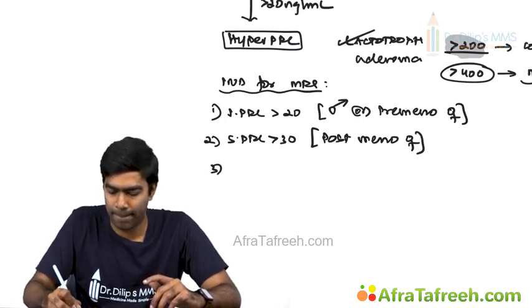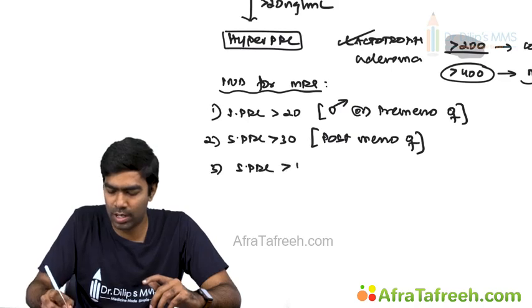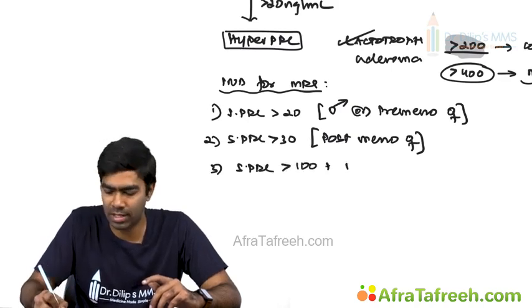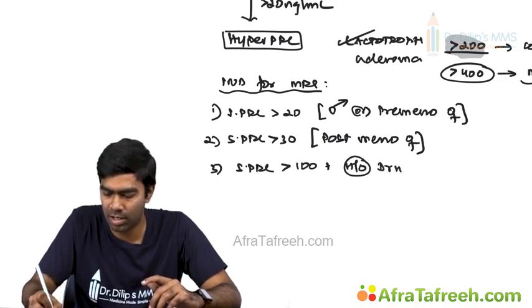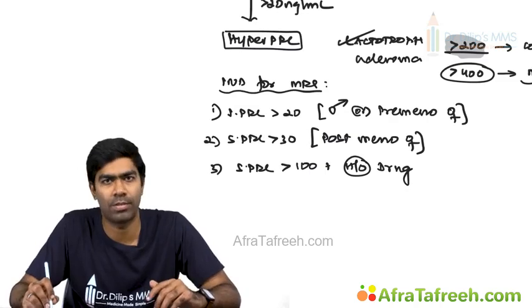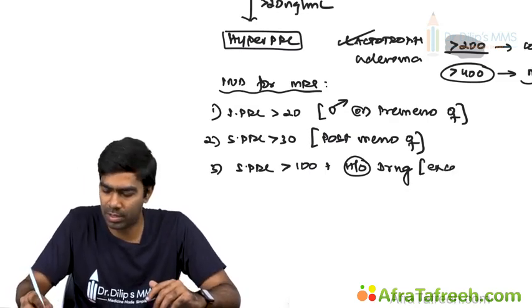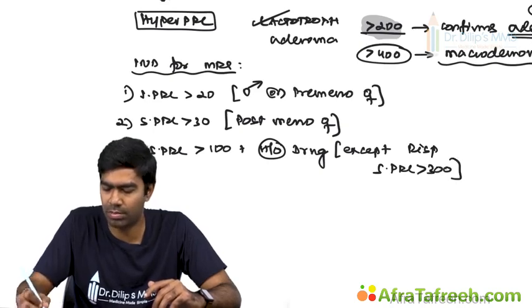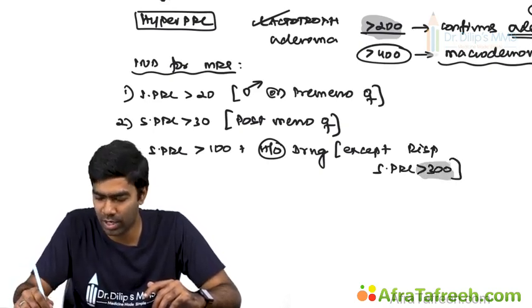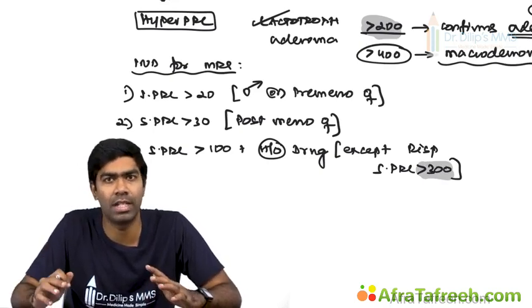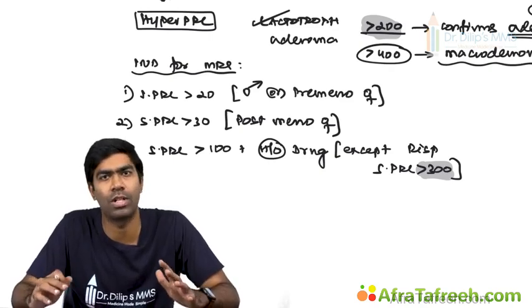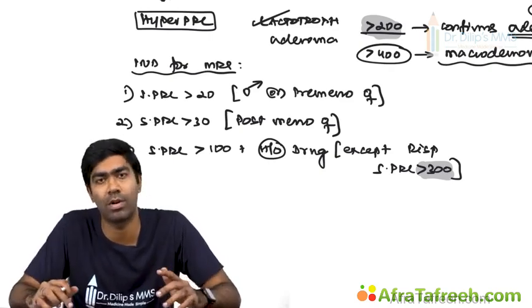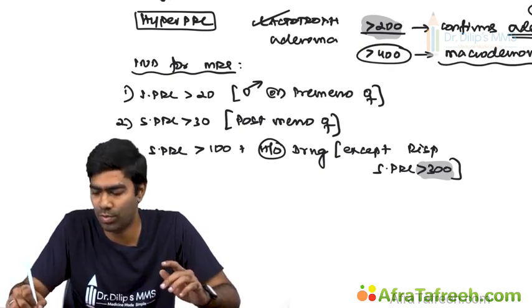Third one, if the serum prolactin is more than 100 and the patient is taking some drug that is known to cause hyperprolactinemia, except risperidone, where the cutoff for serum prolactin will be more than 300 plus a history of taking risperidone. That's why I emphasized this point in the beginning itself, because risperidone is the one drug that maximally elevates the prolactin among all the drugs. That's why only for risperidone the cutoff is kept at 300.